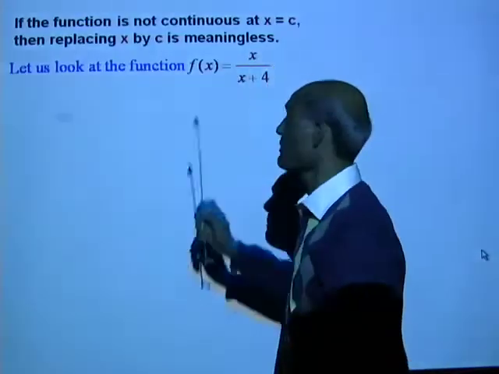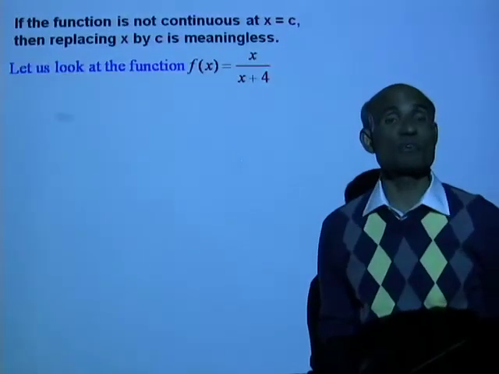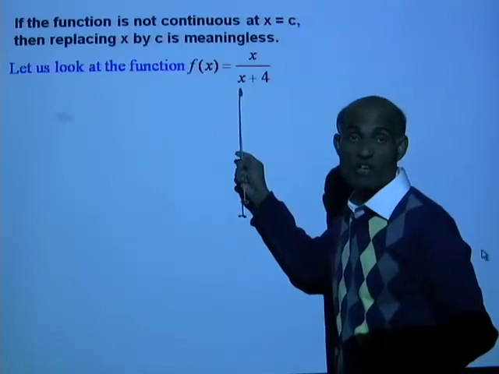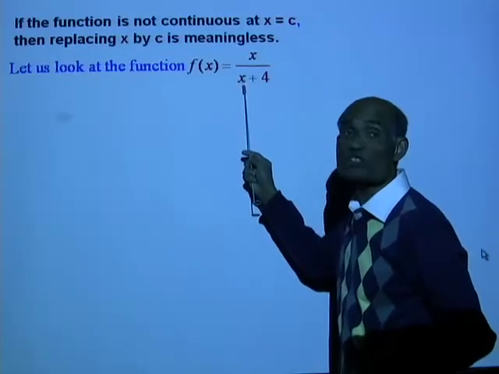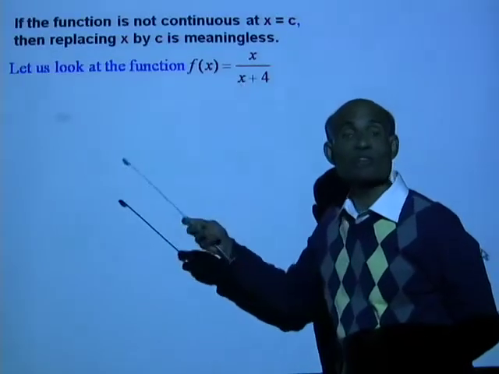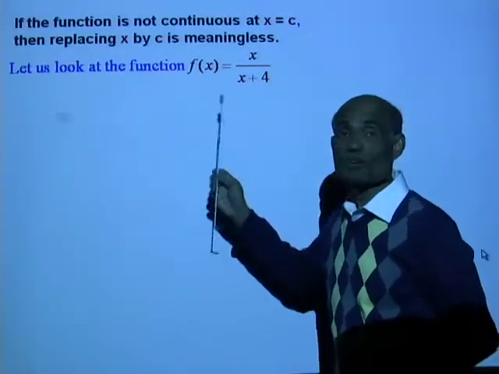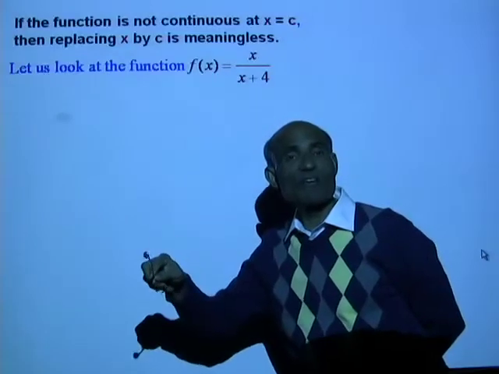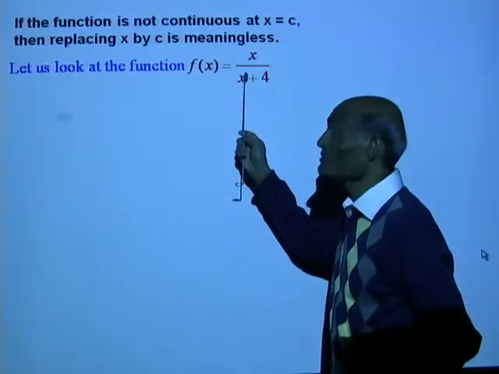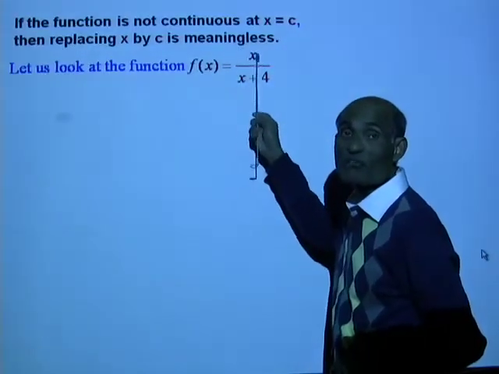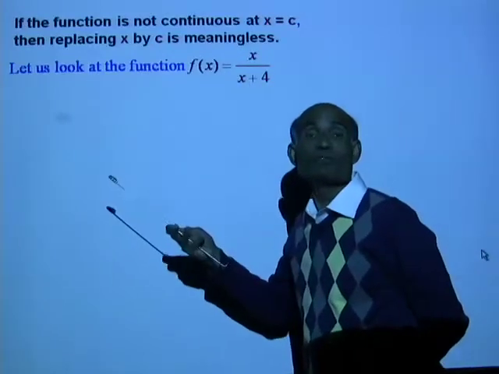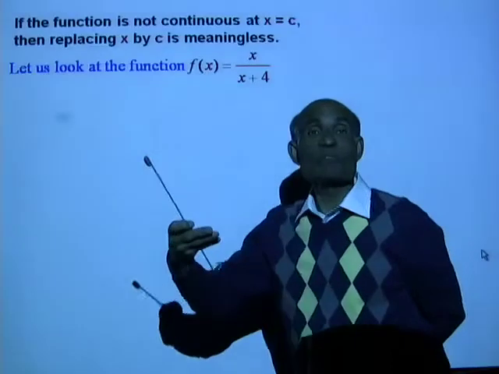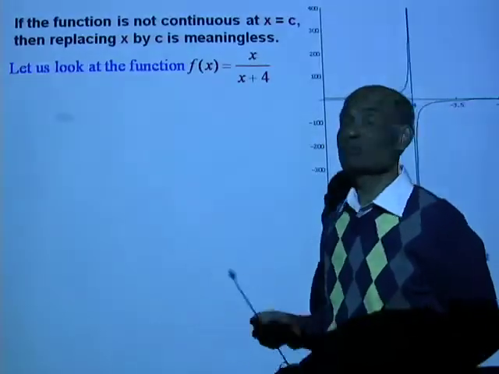For example, in this function, f of x equal to x over x plus 4, you know from our discussion earlier that this function is not continuous at x equal to -4. So, if you want to find the limit when x approaches -4, can you find it by replacing x by -4? No, we cannot, because at that input there will be no meaningful output.